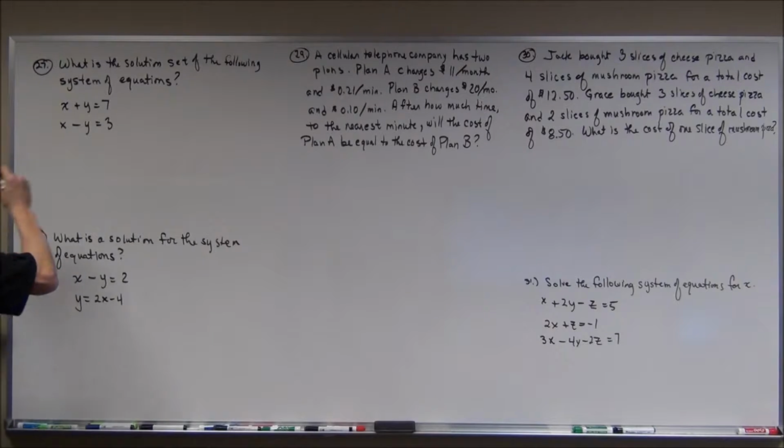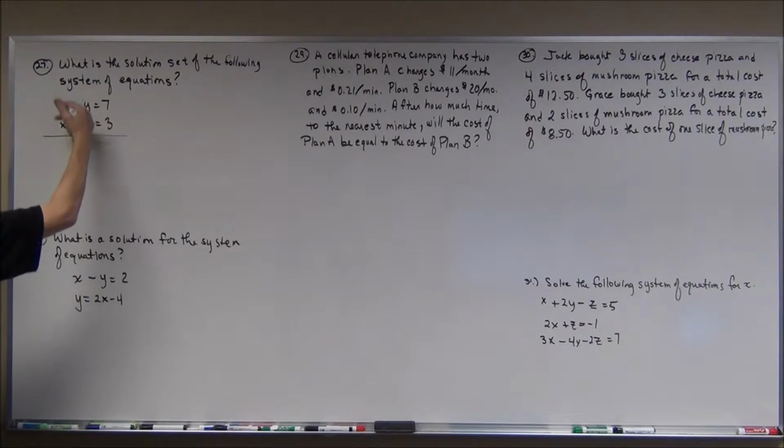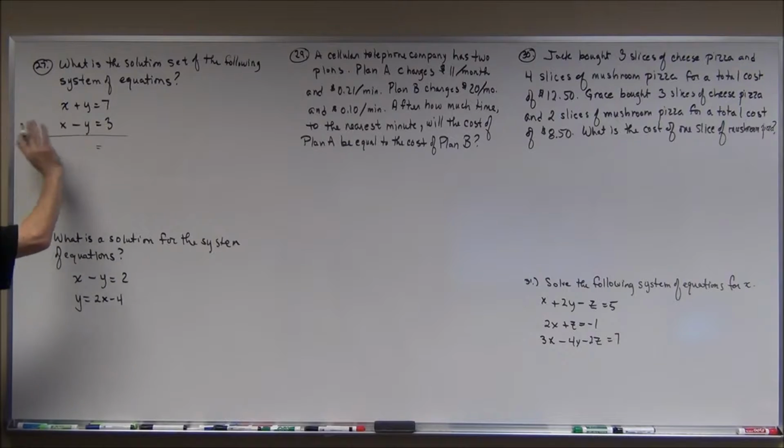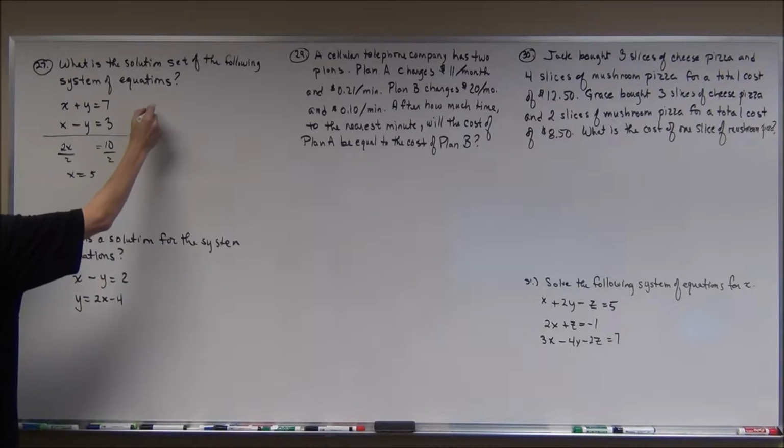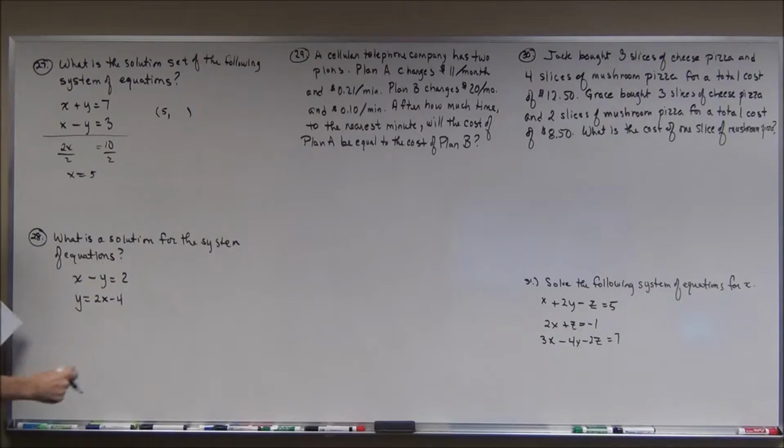If you use this method here and add straight down, add the left sides, add the right sides, the y's are going to cancel. I'm going to get 2x equals 10. Divide by 2, I have x is equal to 5. My answer is 5 comma something.